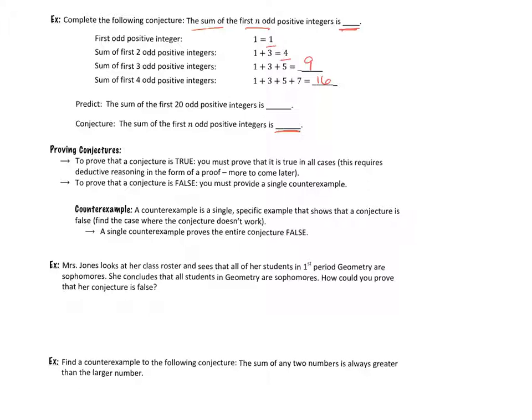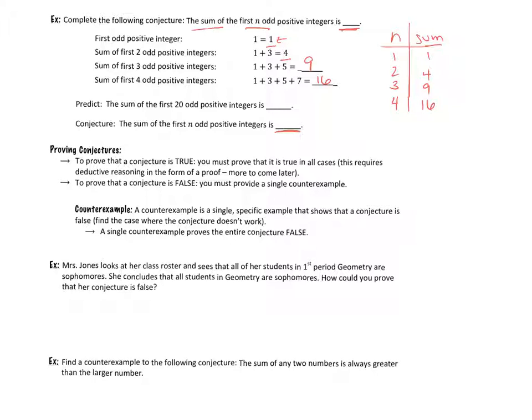Personally, I find it helpful to make a table. So if we put n in one column and we can just call it the sum in the other one, when n equaled 1, my sum was 1. When n was 2, the sum was 4. When n was 3, the sum was 9. And when n was 4, the sum was 16.